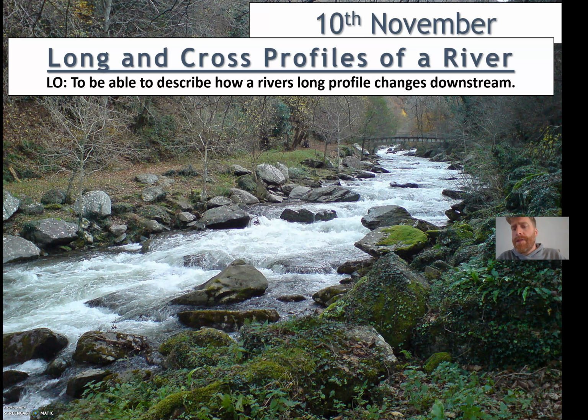Hello Year 10, this is week 2 of rivers and this is lesson 2 of week 2, looking in more detail at the long and cross profile of a river. The aim of the lesson is to be able to draw a long profile of an actual river on graph paper and annotate it, to be able to draw what a typical cross-section might look like at each of the 3 stages of a river's long profile, and to be able to describe some of the characteristics of a river's long profile as you go from source to sea.